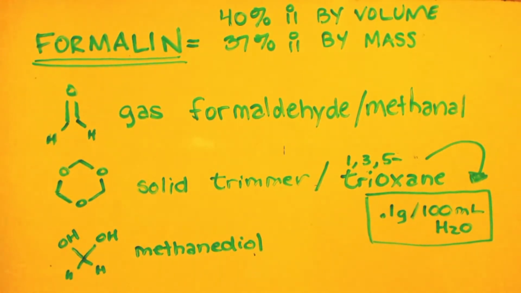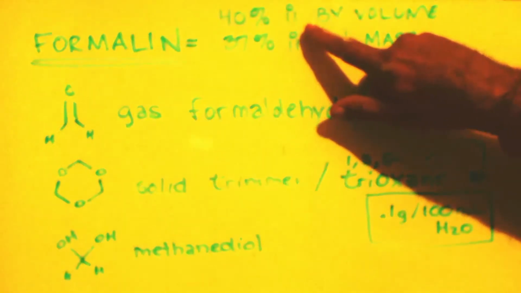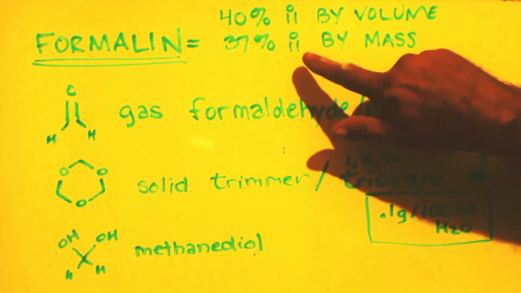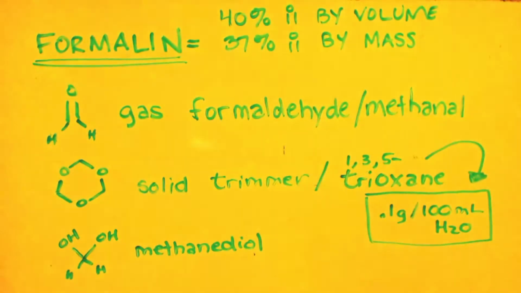If you want the gas, you just heat it up in a round bottom flask. If you want formalin, you just put it in some water. You know what I mean? Heat the water up a little bit. Formalin is 40% formaldehyde by volume or 37% formaldehyde by mass, and the rest of it would be water.